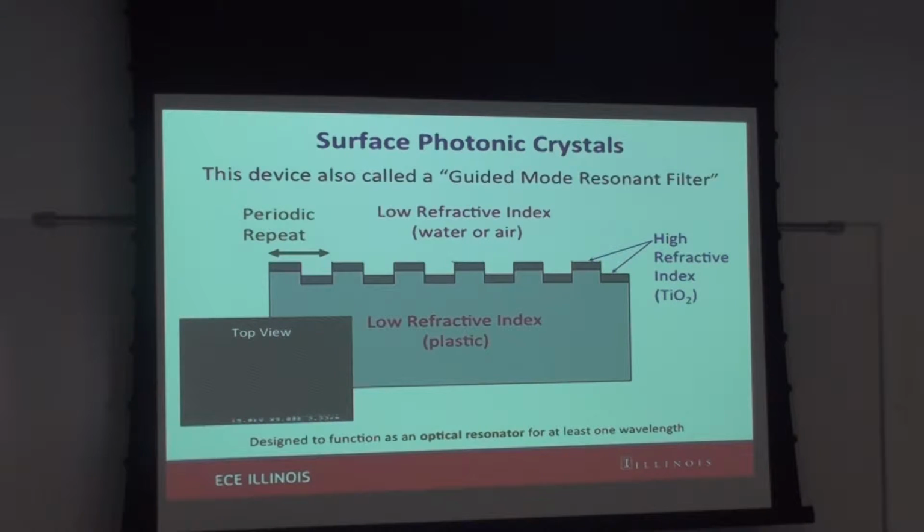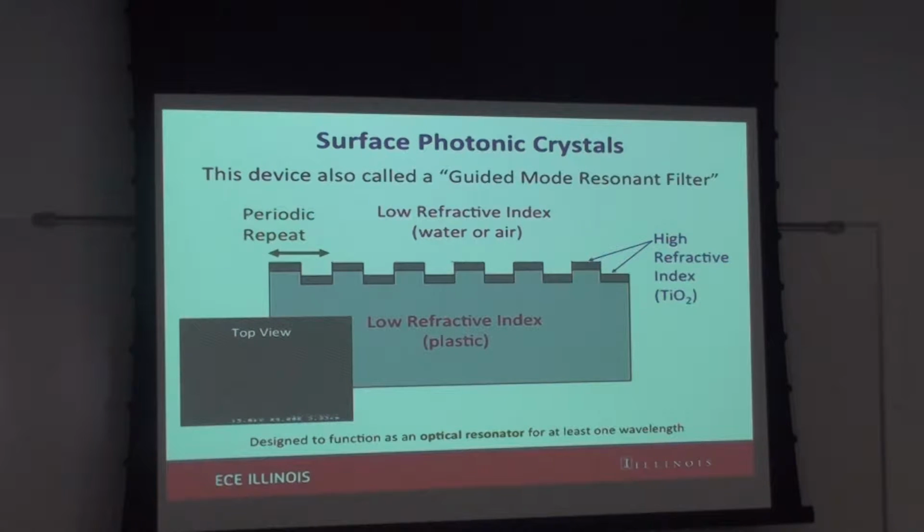But here we don't actually have a waveguide. Instead, light that tries to travel sideways is going to encounter some interference at every half wavelength and get re-reflected back in on itself. So light that tries to travel sideways will get back reflected here, back reflected there, back reflected there.